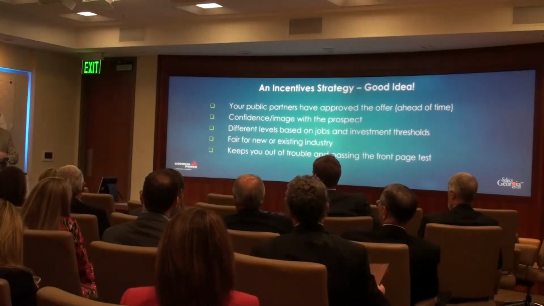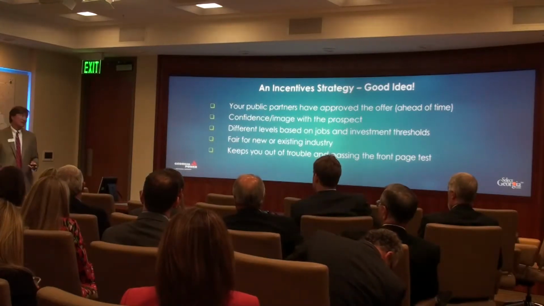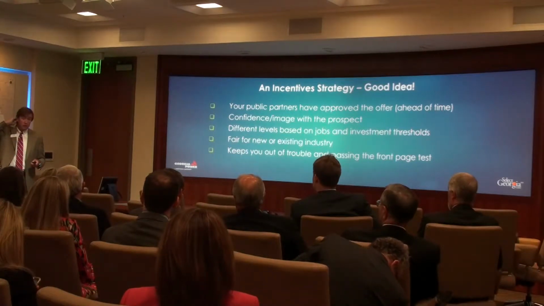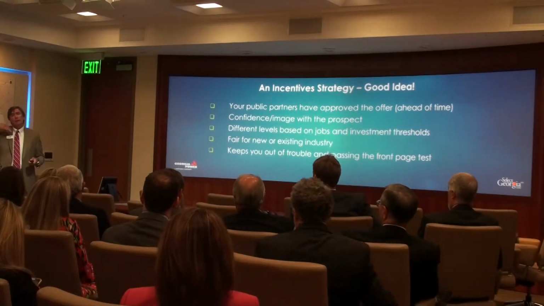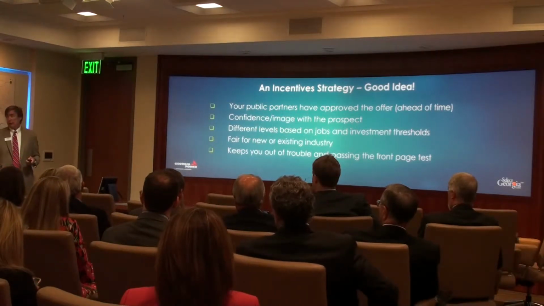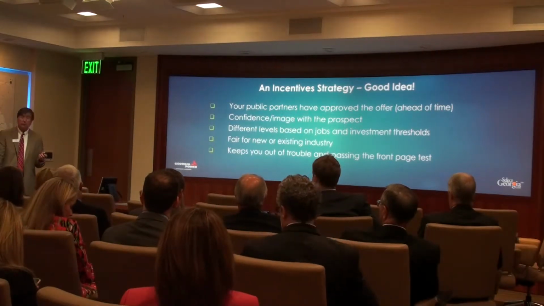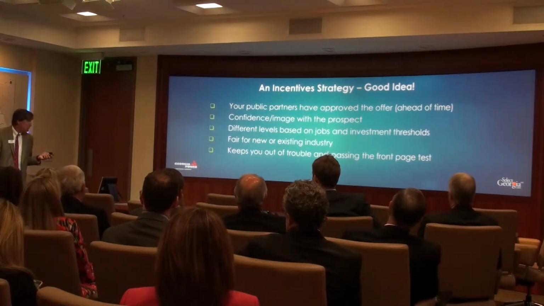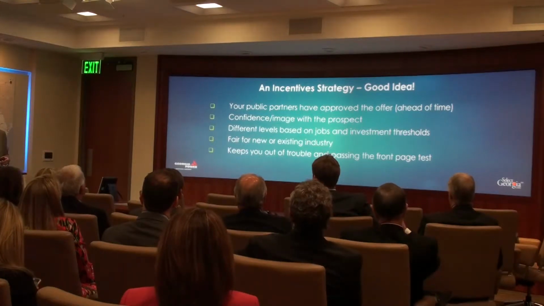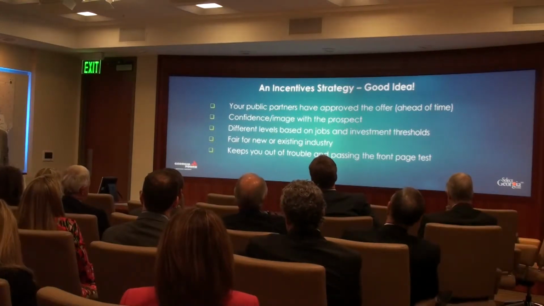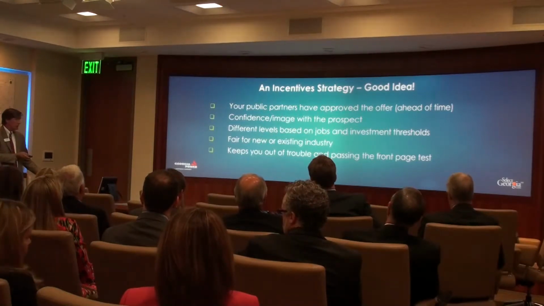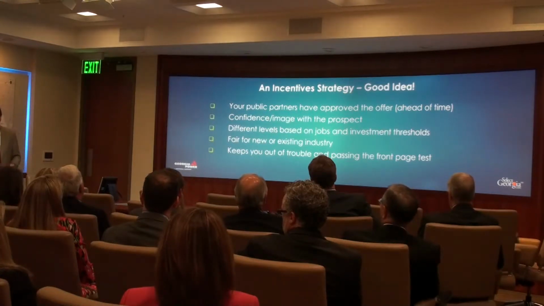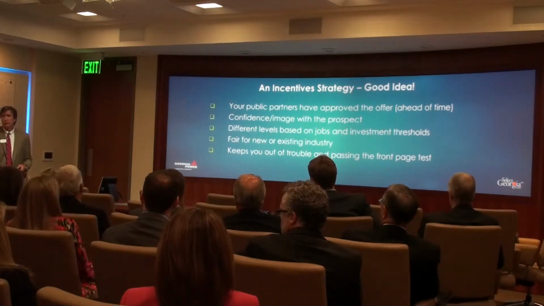If you've got to go to your board and some of your local partners and say, I've got to answer this question, what do you want to do for this project? And you have to do that every time, you're getting bogged down. Having the policy in place on the front end, at least you know a minimum that you can respond with in your RFI. It gives you a lot of confidence and image with the prospect. Tie your levels or tiered approach to different levels of jobs and investment. Make it fair for new or existing industry. And lastly, give it to the newspaper. Let them see what you're offering. Let them be your friend, not somebody who's always criticizing.